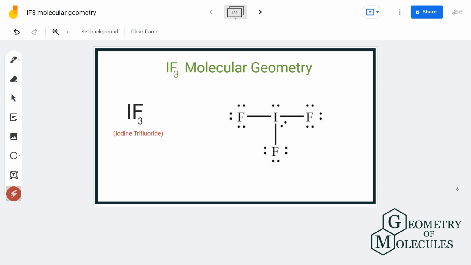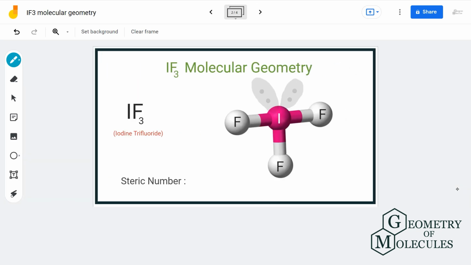Here, iodine is the central atom that is forming 3 single bonds with 3 fluorine atoms and has 2 lone pairs of electrons on it. Thus, the steric number, that is, the sum of lone pairs and bond pairs attached to the central atom, is 5. If we look at the structure in 3D, we can see that the structure of IF3 is T-shaped.